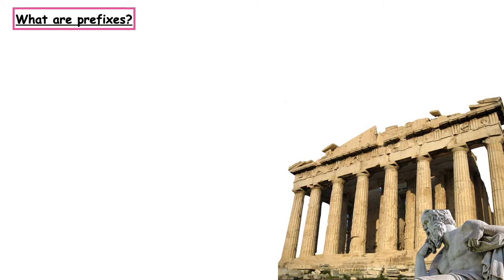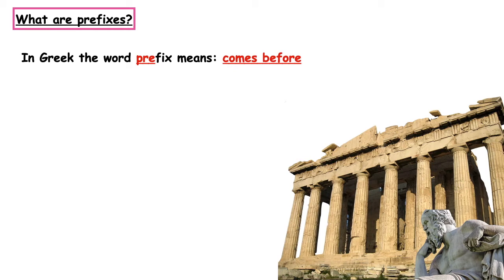Go at writing prefix formula, we have to actually know what prefix means. In Greek, the word prefix means comes before. We're going to be focusing on numerical prefixes, i.e. telling us how many of each type of atom we've got in a compound.